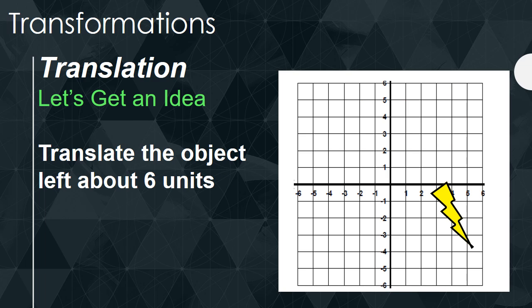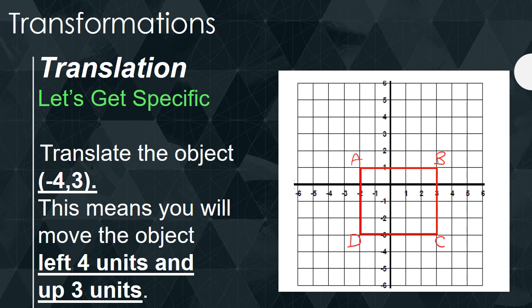And if we go to the left about 6 units, say if I use that edge right there on the lightning bolt and go 1, 2, 3, 4, 5, 6, you can just see that all we're doing is sliding the image. So now let's get specific here with our rectangle.